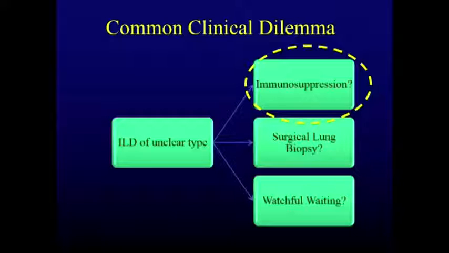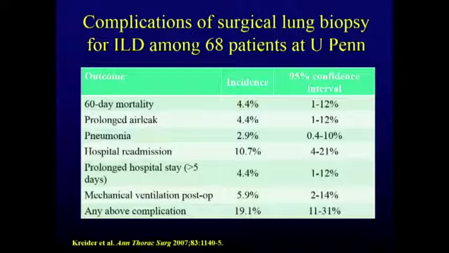I'll show you the trials that have been done. So let's start with surgical lung biopsy. This is a series out of the University of Pennsylvania that showed that 60-day mortality after an open lung biopsy was 4.4%. Prolonged air leaks, 4.4%. Pneumonia is 2.9%. Hospital readmissions within 60 days, 10.7%. The point is that this is not a completely benign procedure.